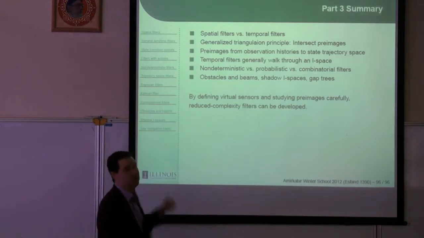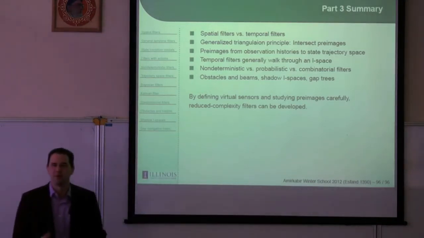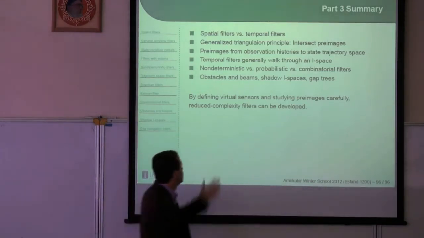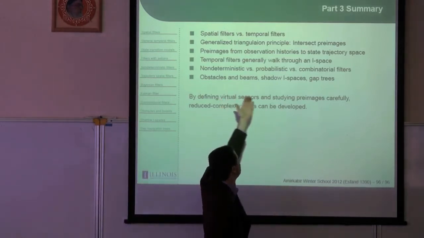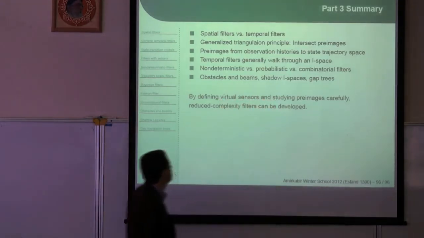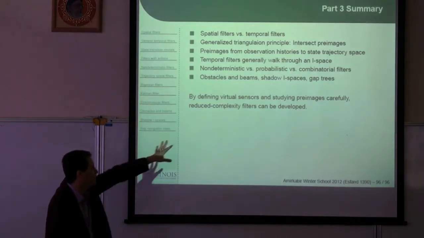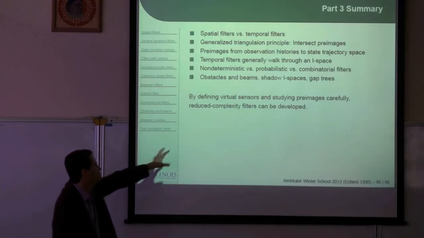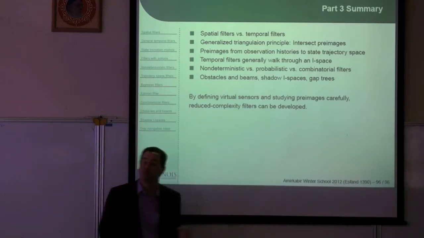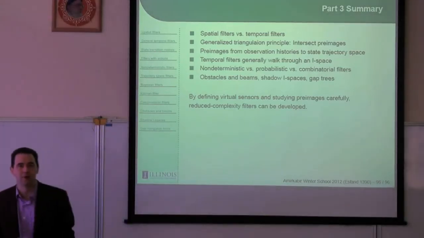Combinatorial being a special case of non-deterministic when you have combinatorial types of models. And I showed you 3 different examples: obstacles and beams, shadow information spaces, and gap navigation trees. So that's the idea. You define these virtual sensors and study the preimages carefully and try to make reduced complexity filters. Questions about this part?